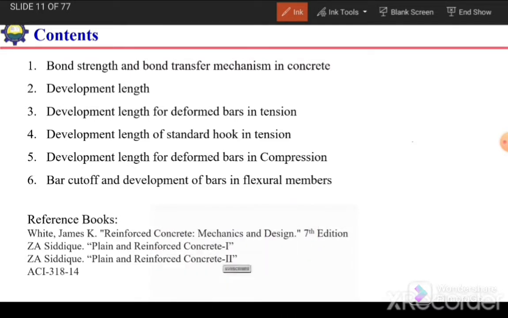In the last video we discussed the bond strength and the bond transfer mechanism in concrete. In this video we will discuss development length, and development length for deformed bars in tension.